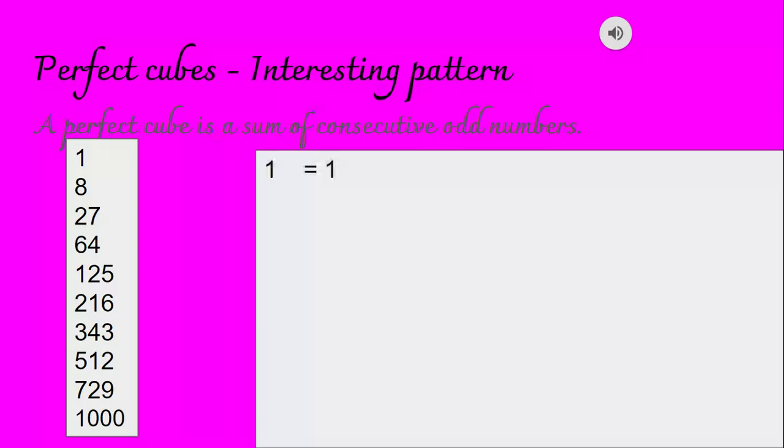When it comes to 8, what is the next odd number? That is 3. So 8 is equal to 3 plus 5. What is 3 and what is 5? They are odd numbers and they are consecutive odd numbers, right? Okay. When it comes to 27, after 5, what is the odd number? That is 7. So it is the sum of 7 plus 9 plus 11.